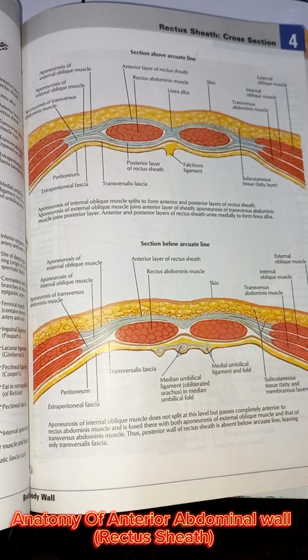It is important for surgeons also that they should know the anatomy of anterior abdominal wall. Now I want to tell you a few important exam questions and viva questions. You may be asked, what is the arcuate line? What are the layers of anterior abdominal wall? How is rectus sheath formed? Difference in the anatomy of anterior abdominal wall above and below the arcuate line, and what is medial umbilical ligament, and what is the median umbilical ligament.